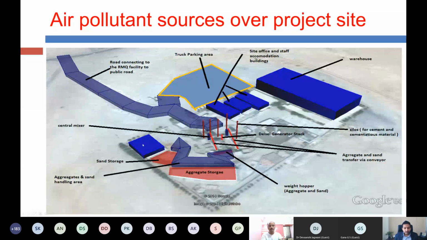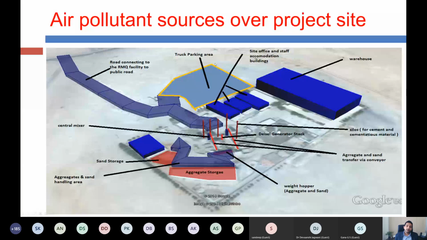So we identified these sources, and thereby we defined different area sources, line sources, and volume sources. When we see here, the central mixture is considered as a volume source. These conveyor belts are considered as line sources. The aggregate storage areas are area sources, and the diesel generator is considered as a point source. Apart from that, the red lines that you can see here are the silos, and whenever these silos are loaded and unloaded, there is cement dust that comes out from the top, and that is also considered as a point source emission.